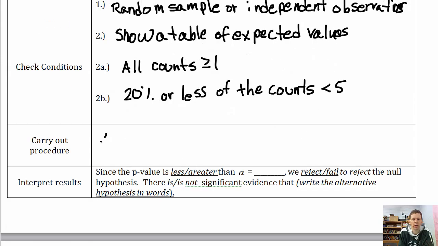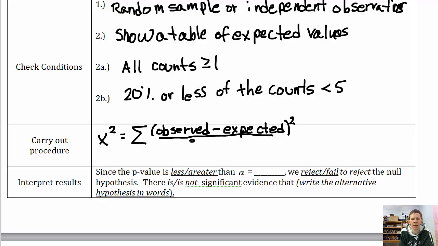In our third step, we carry out the procedure. Chi-square is our test statistic, and to calculate chi-square, what we do is we take a summation of observed values, which are typically given to us in the problem, minus expected values that we'll generate, and I will explain to you in a few minutes how you do that. We're going to square this difference, and we're going to divide it by the expected values.